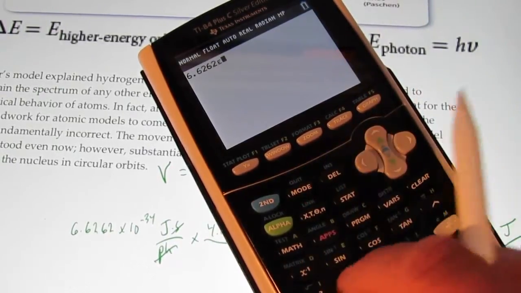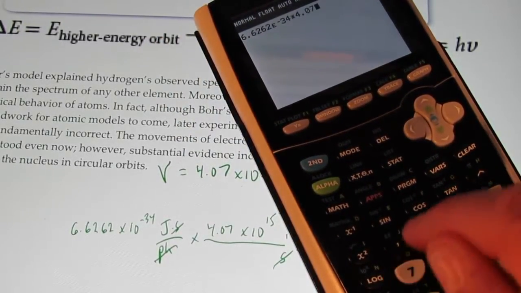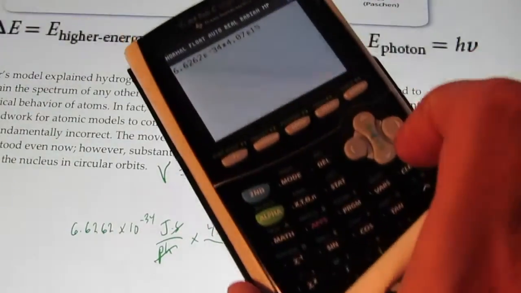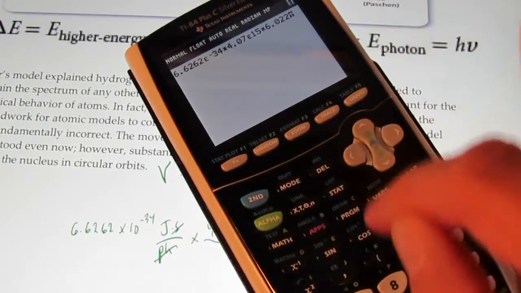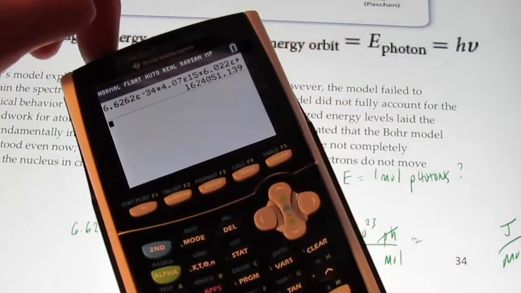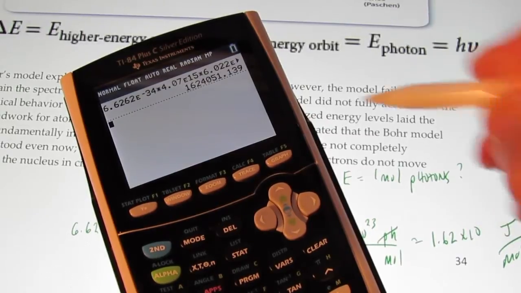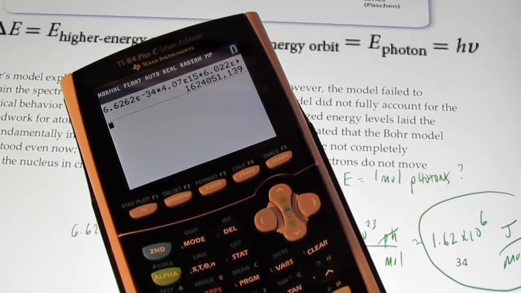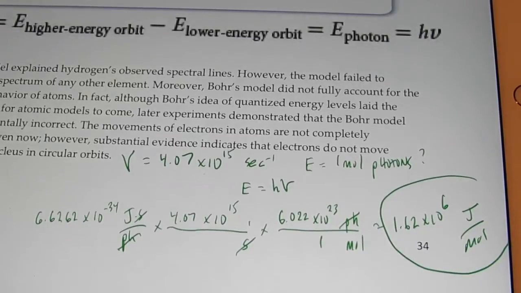6.6262 EE to the negative 34th times 4.07 EE to the 15th. Yep. And we're going to multiply that by Avogadro's number, 6.022 EE to the 23rd, and it looks like we get, oh boy, that's an interesting number. We're allowed 3 sig figs, 1.62 times 10 to the 6th joules per mole. 1.62 times 10 to the 6th joules per mole.